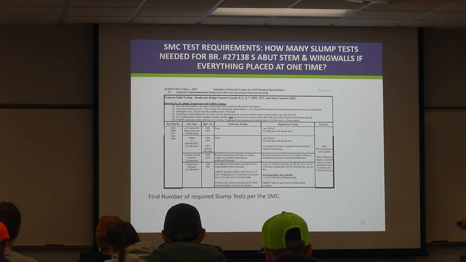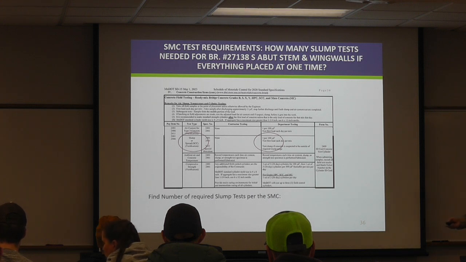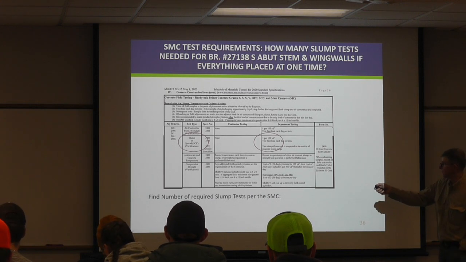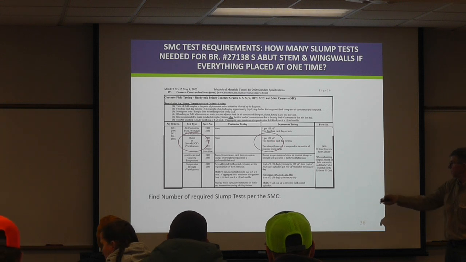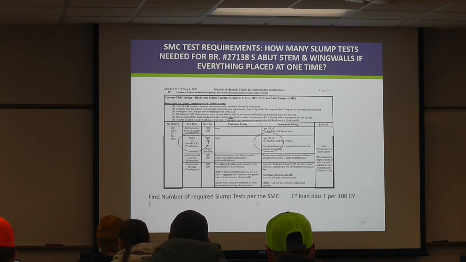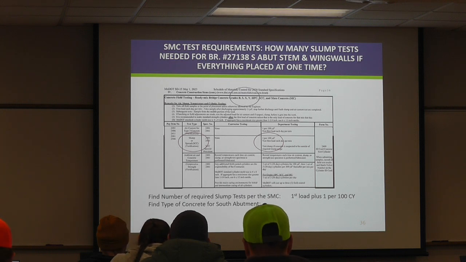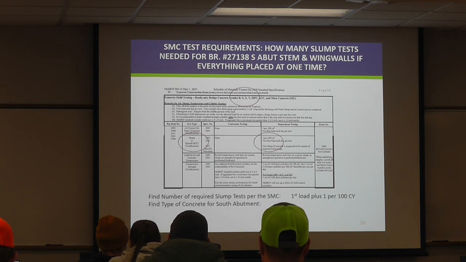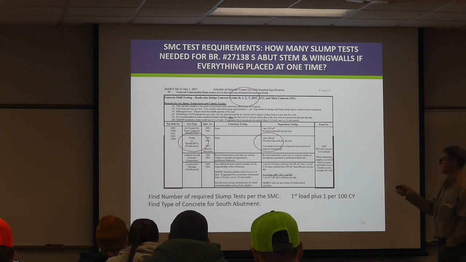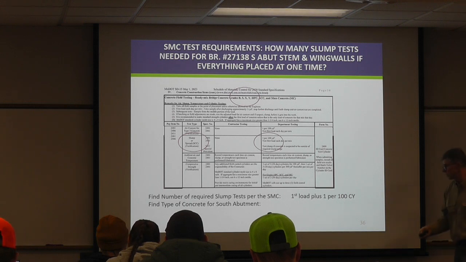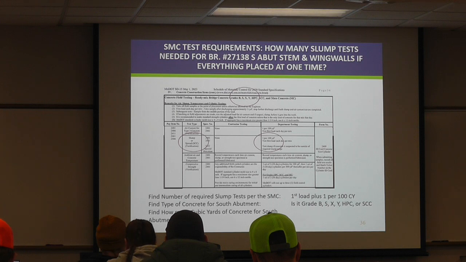Okay, so if we do everything at one time, 280 yards, how many slump tests? 3. So how do we find that? Slump: 1 per 100 yards plus test the first load each day. First load plus 1 per 100. So we find the type of concrete, and it's 3B, so it's this grade designation. Yes, this particular chart applies here. Grade B, S, X, whatever.